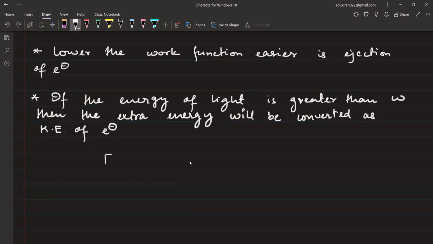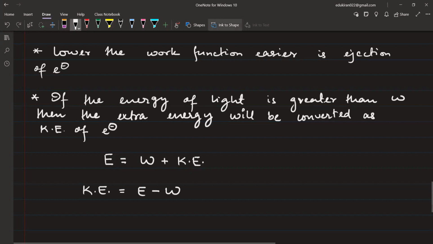Now, if E is the energy of light that we are sending, this will be equal to the work function and the kinetic energy that is possessed by the ejected electron. Okay? If E is the energy, then some energy will be used for the ejection of electron, and after ejection, some of the energy will be used for the kinetic energy. So how much kinetic energy will be there for different types of electrons? So we can see here, kinetic energy will be equal to the energy of light that we are sending minus what is used for ejection of electron.